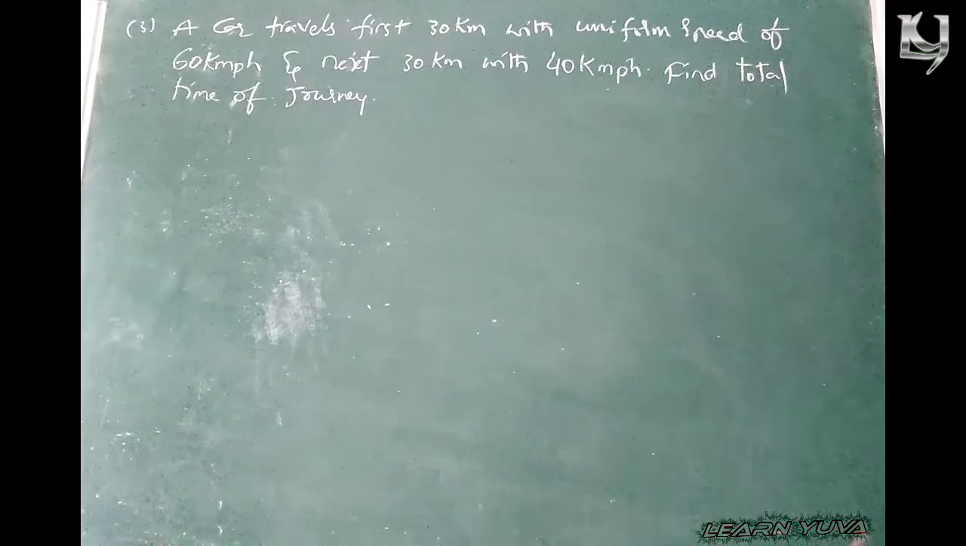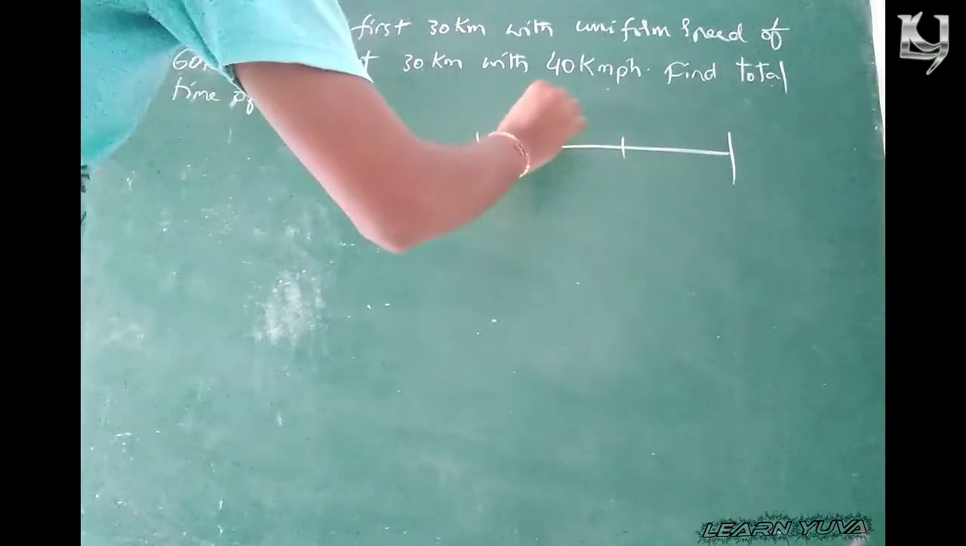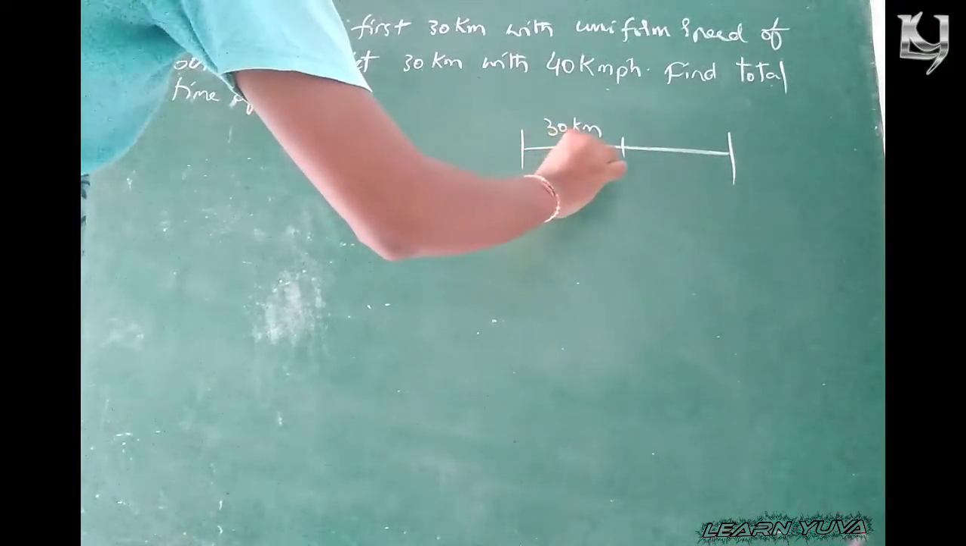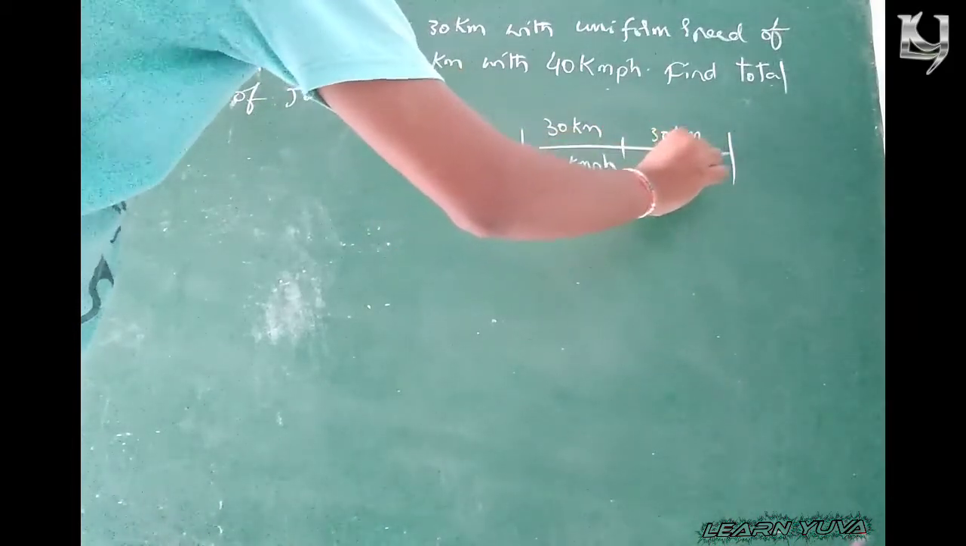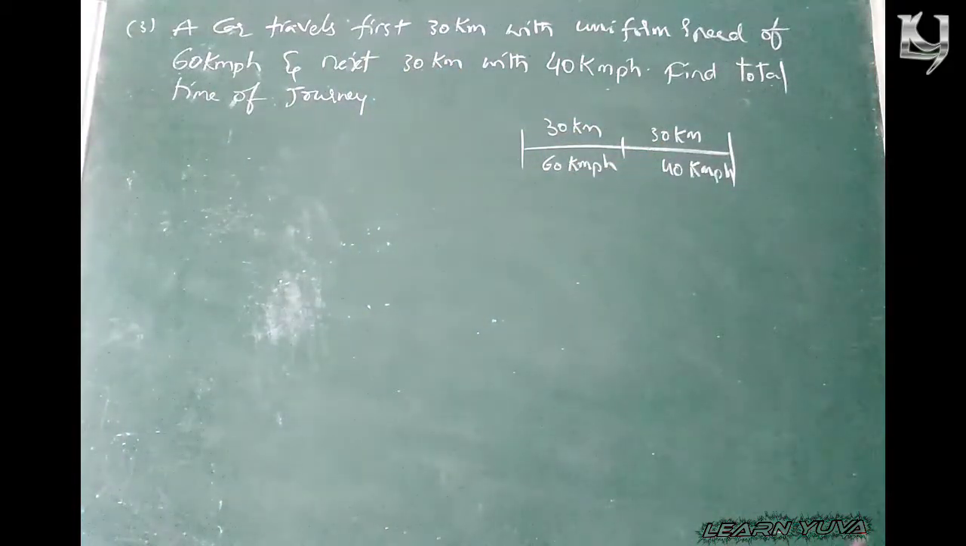A car travels first 30 kilometers with uniform speed of 60 km per hour, and the next 30 kilometers with the uniform speed of 40 km per hour. Then we have to find the total time taken by the body for that complete journey.